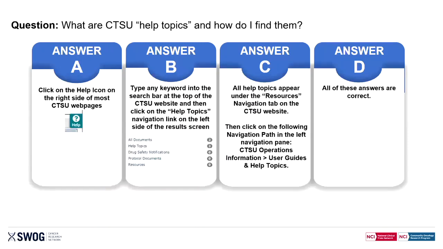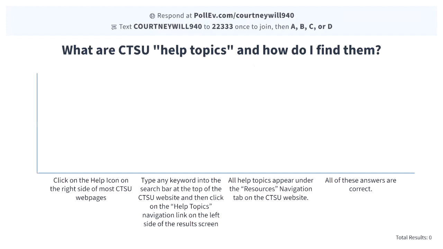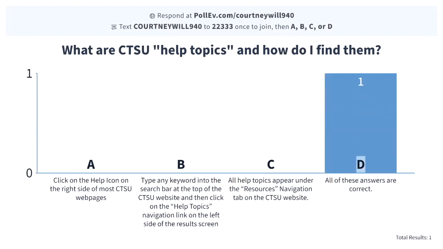Next question. What are CTSU help topics and how do I find them? A, you can click on the help icon on the right side of most CTSU web pages. B, you can type any keyword into the search bar at the top of the CTSU website and then click on the Help Topics navigation link on the left side of the results screen. C, you can use all help topics that appear under the Resources navigation tab on the CTSU website. Or D, all of these answers are correct.